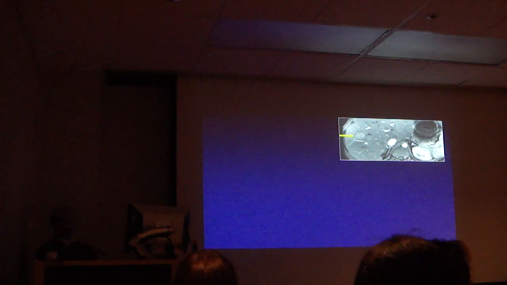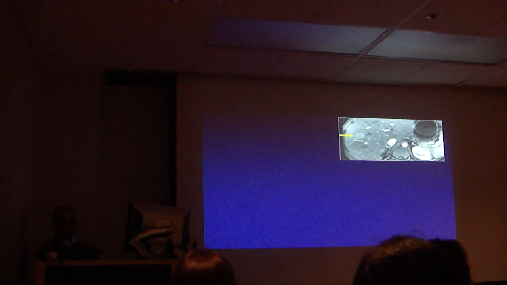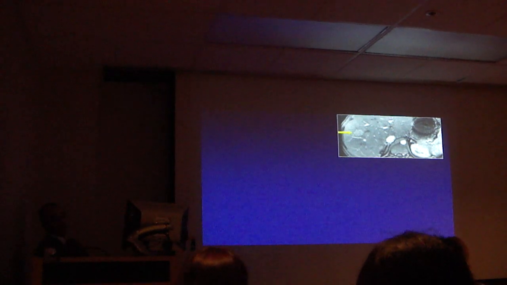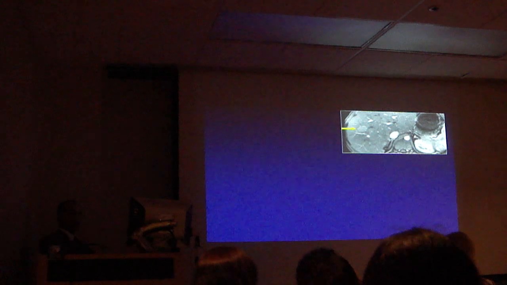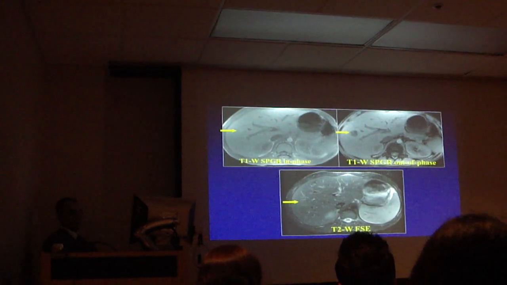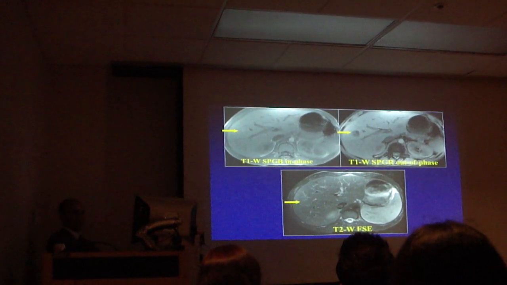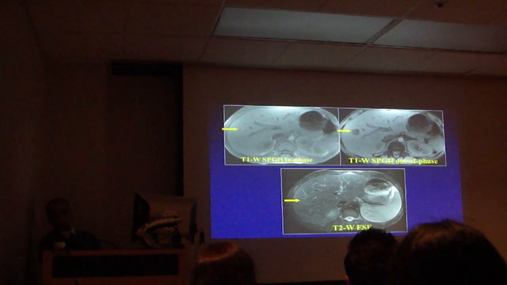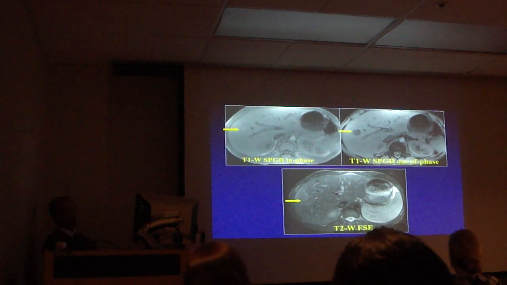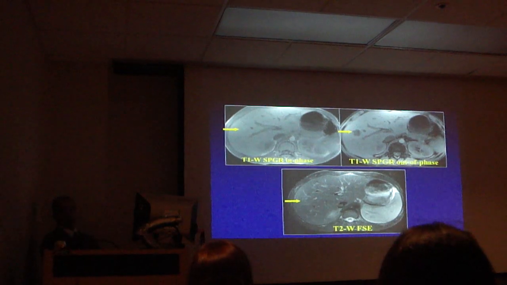Okay. Good or bad? Can you draw it out? You can. Okay. What is the next thing you're going to look for? Exactly. What is happening here on in and out of phase images? Dropping out, exactly. What are the lesions that demonstrate fat?